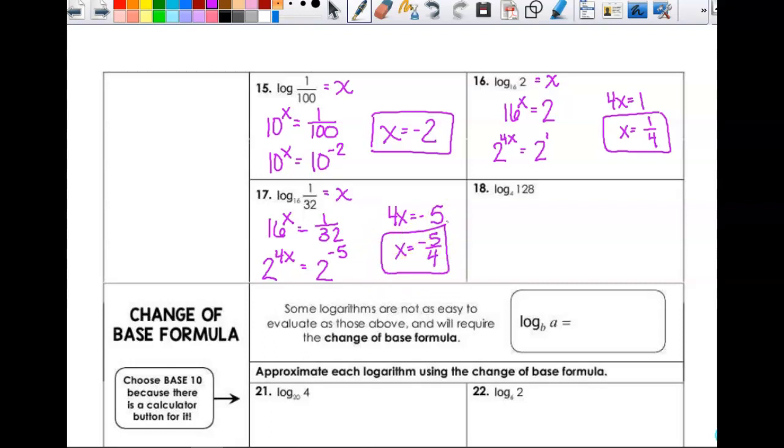What questions you got? All right, you try number 18 from scratch.